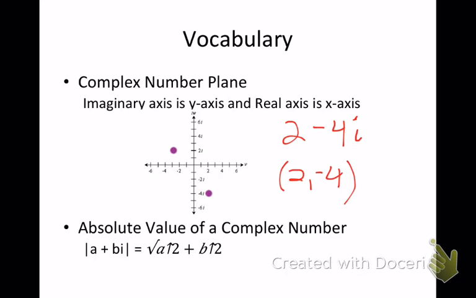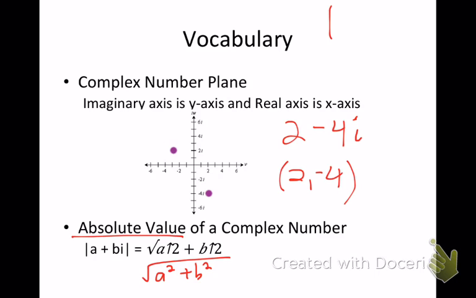And then we have absolute value. The absolute value of a complex number is the square root of a squared plus b squared. Now this should say, there's a formatting error here. Now, let's think about this. What does absolute value measure? What does it actually find? Who remembers what absolute value means? It's the distance, yeah.